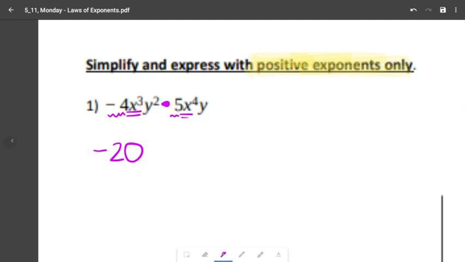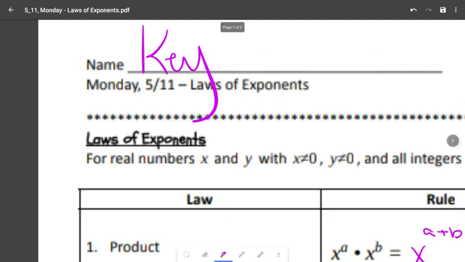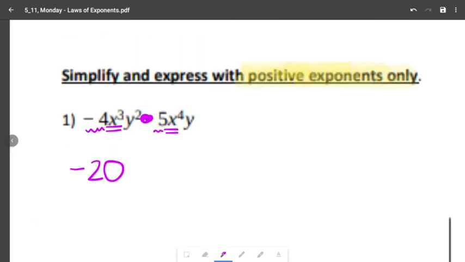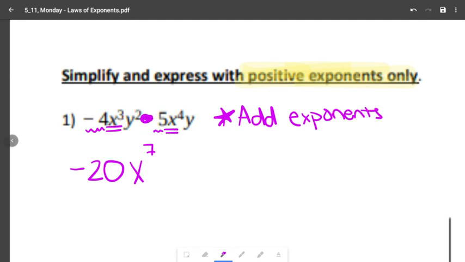Variables now, if I am multiplying, that is finding a product. So we are doing our product rule, which means we are going to add the exponents. So x to the third times x to the fourth, we should get x to the seventh because we want to add the exponents. So those were the x's.